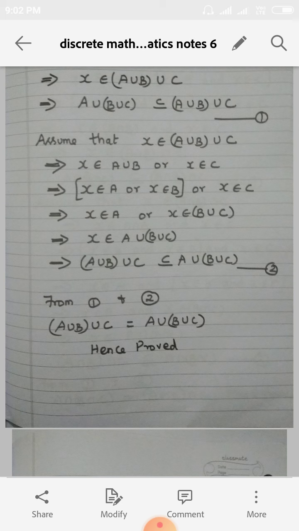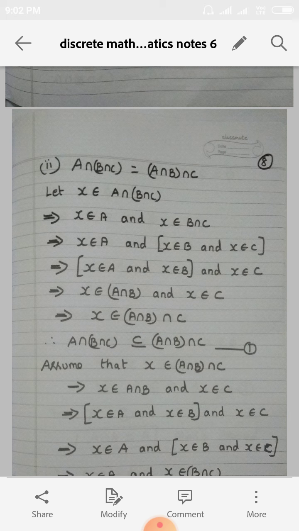By comparing 1 and 2, we get A union B union C is equal to A union of B union C. The same procedure we follow for the intersection type. That is A intersection of B intersection C is equal to A intersection B intersection C. First take the left hand side. Left hand side, A intersection of B intersection C. That is nothing but X belongs to A and X belongs to B intersection C. The next one, we have to split the B intersection C as X belongs to B and X belongs to C.